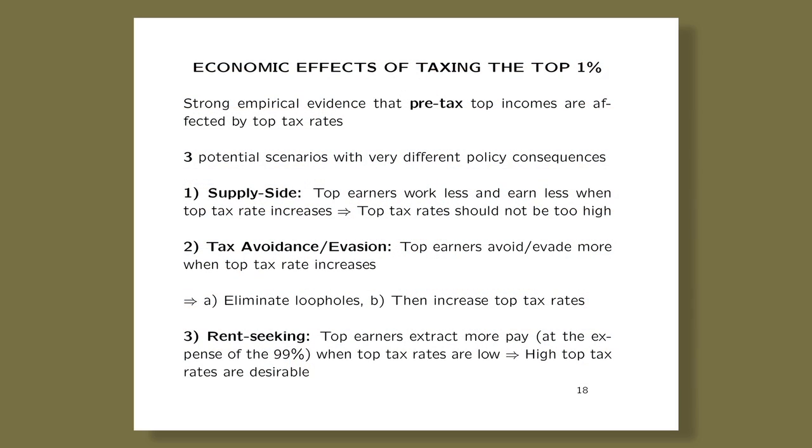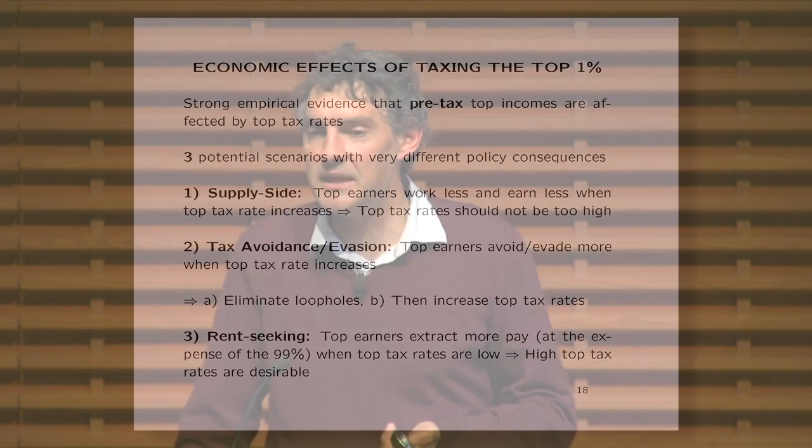The third scenario I want to point out, which I call here rent-seeking, is the following. Top earners are able to extract more pay, to bargain harder for higher compensation, but now at the expense of the rest of the economy, not by producing more, when top tax rates are low. The idea is that if top tax rates are very high, like they were in the post-war decades, high-level executives don't have as much incentive to try to increase their pay, because most of it will go to the government in the form of taxes. In contrast, when top rates are lower, then it really pays to bargain harder for compensation increases.